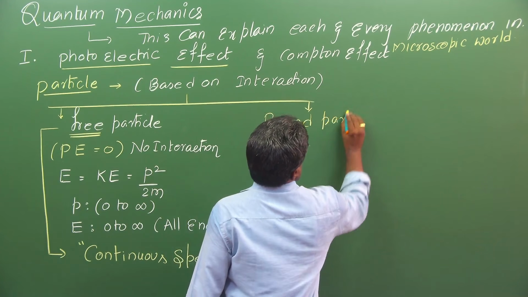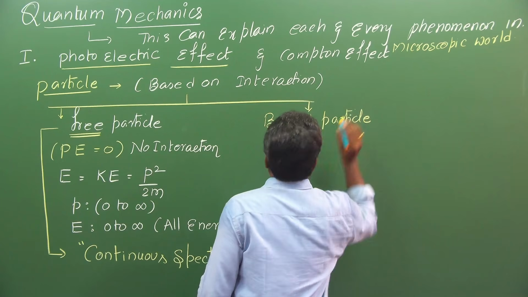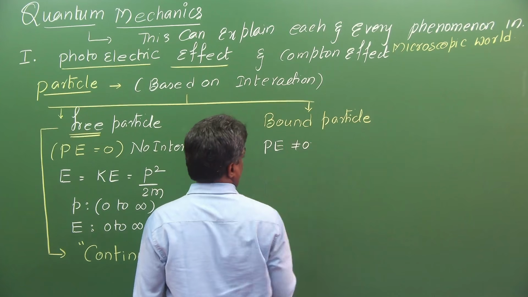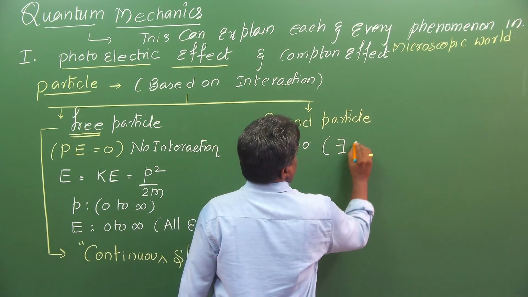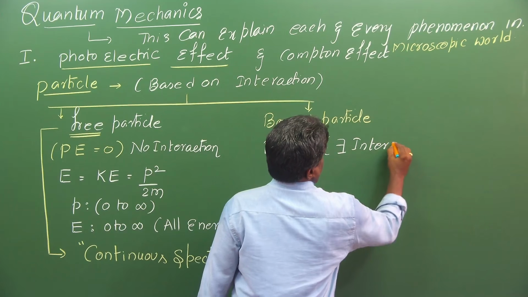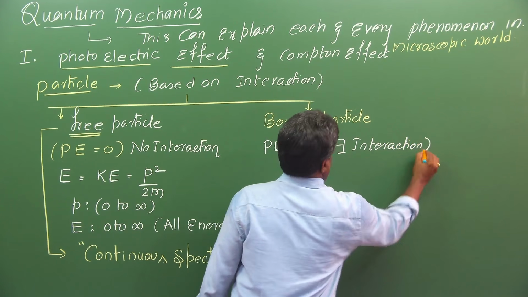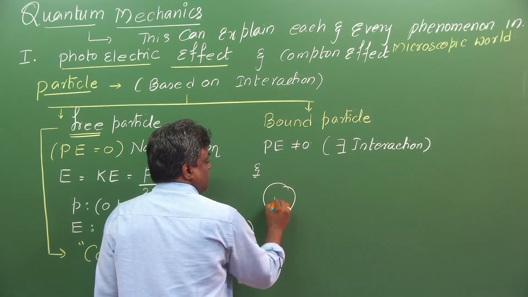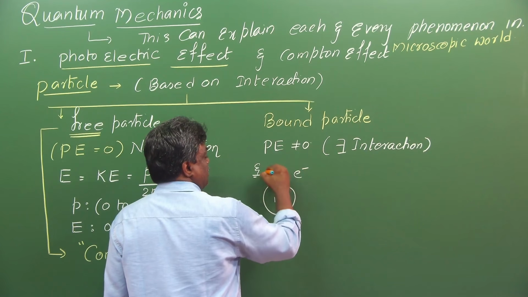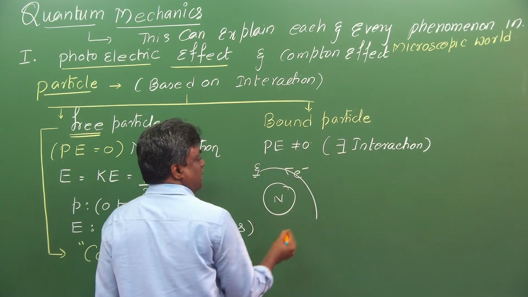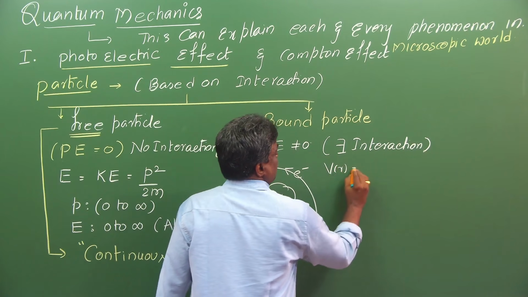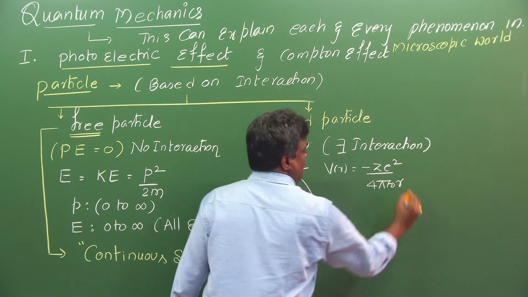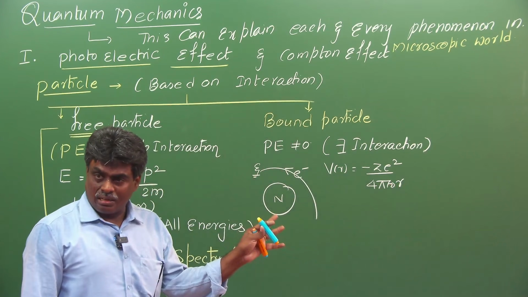Bound particle. In this case, the potential energy is not equal to 0. That means there exists interaction. The best example I will take: this is the nucleus and here is an electron. The electron is revolving around the nucleus, and the potential energy V(r) is equal to minus Ze² by 4πε₀r. That is the Coulombic potential energy.